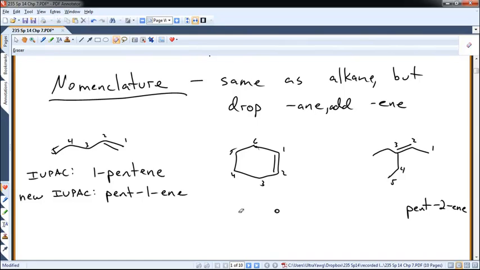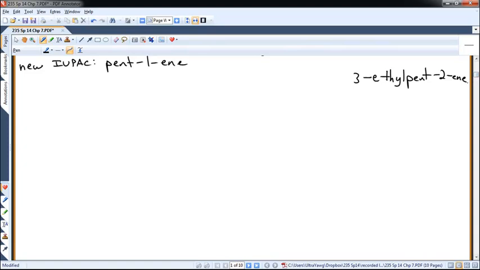Let me just get this out of the way so I have room to write. So we would say 3-ethyl pent-2-ene, right? And there should be no spaces here. That's just my bad handwriting. There we go. Cleaned it up. 3-ethyl pent-2-ene.